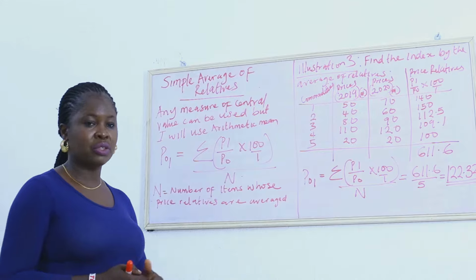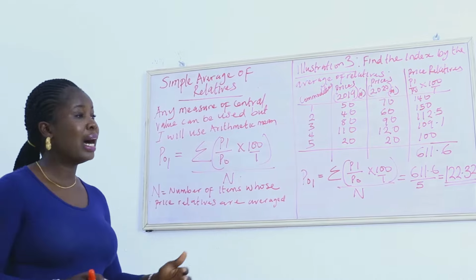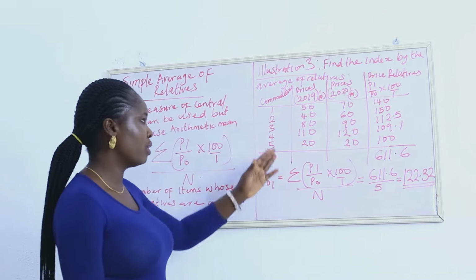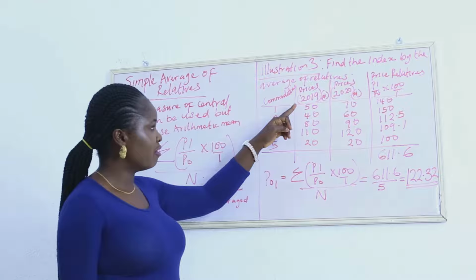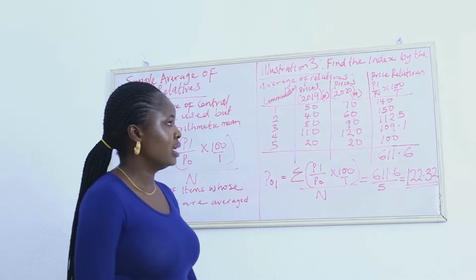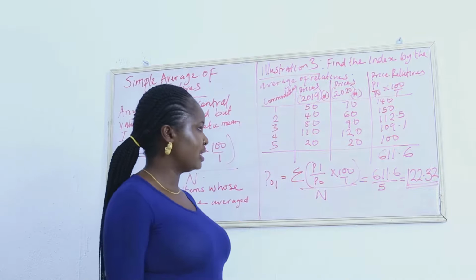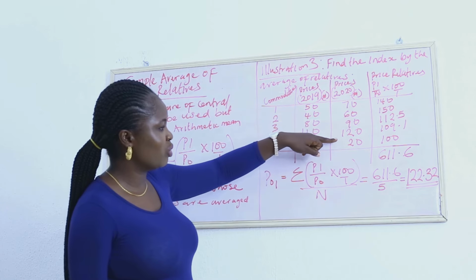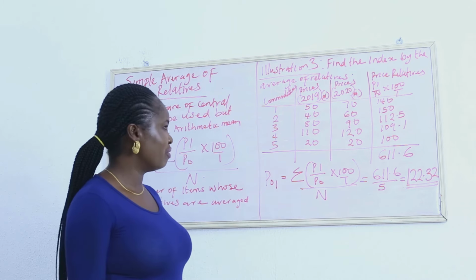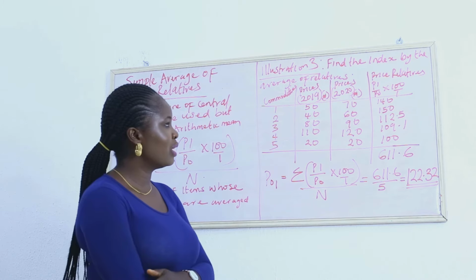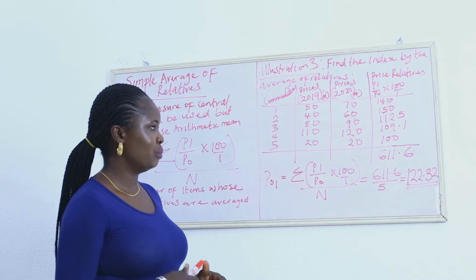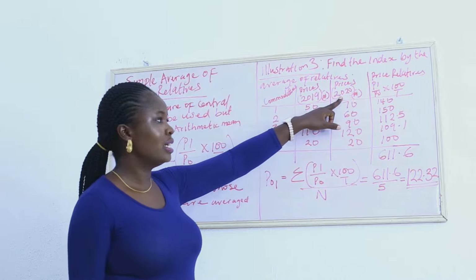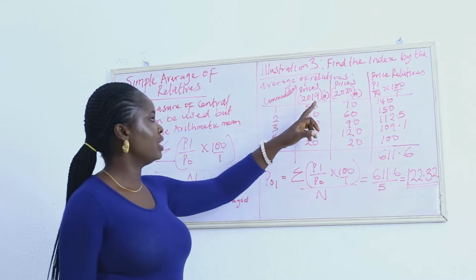Then this is a simple illustration that shows this formula on the board and how we can arrive at our answer. The question says find the index by the average of relatives. Then we have commodity 1, 2, 3, 4, 5. We have prices in 2019 and prices in 2020: 50, 40, 80, 110, then 120. Then for 2020: 70, 60, 90, 120, then 20. Then the formula says the current price all over the base year price. From the board, the most current year is 2020 and the previous year is 2019.